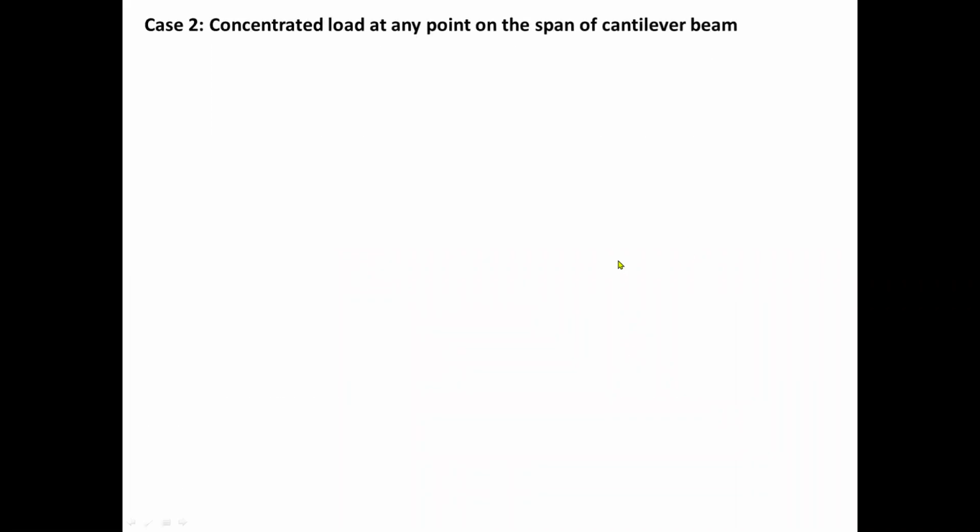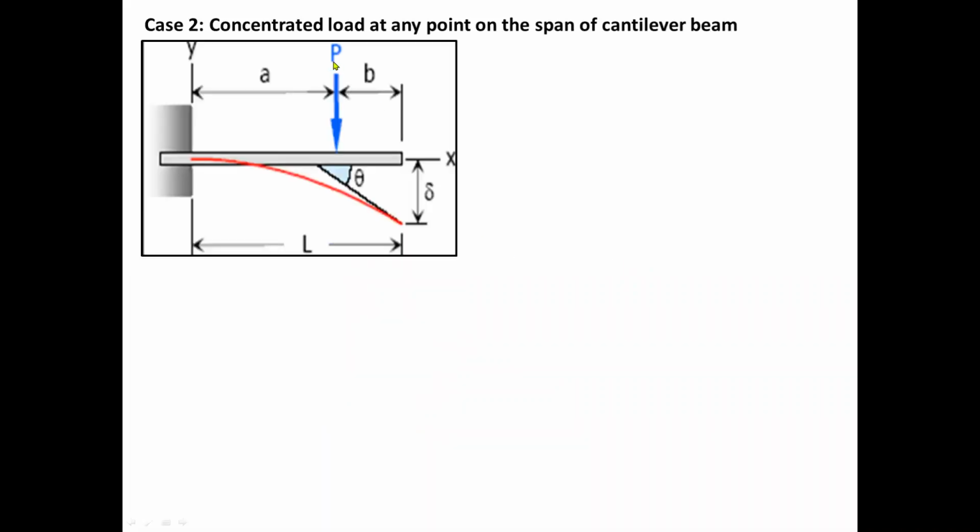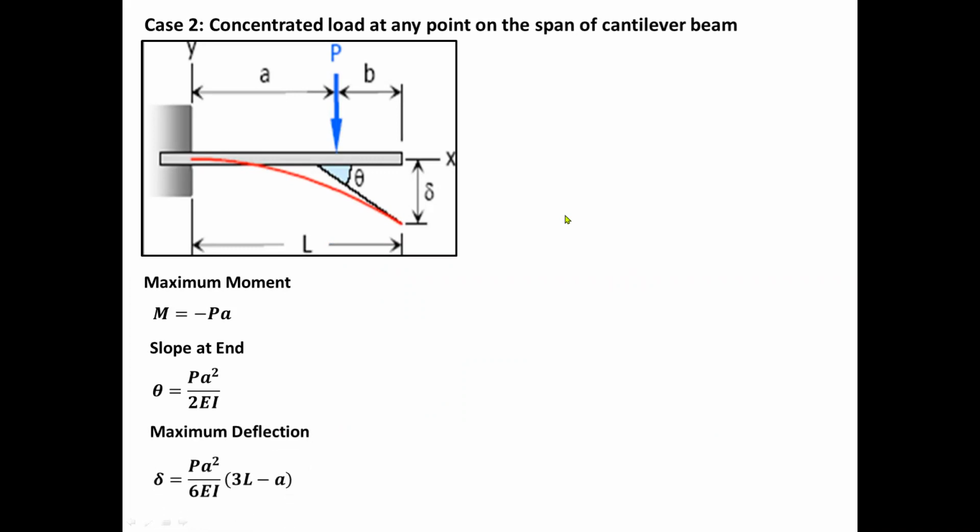Case 2. Concentrated load at any point on the span of cantilever beam. Halimbawa, ito yung P natin. No, napalitan ng position, wala na sa dulo. No? Again, involve na naman ang distance A and distance B. Maximum moment, M is negative PA. Slope at N, PA square over 2EI. And its deflection formula, yan, 3L minus A yung multiplier natin sa PA square over 6EI. And deflection equation, y is positive downward.